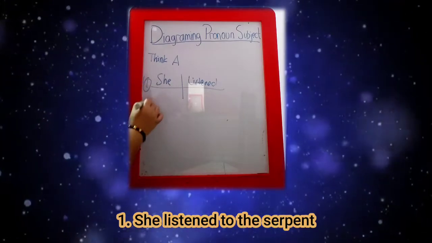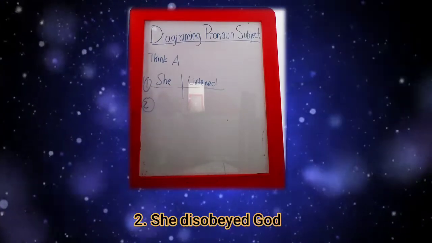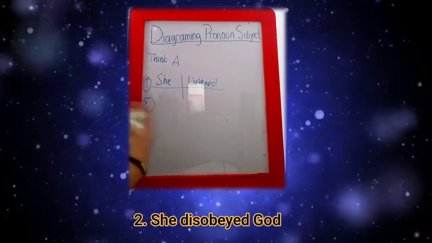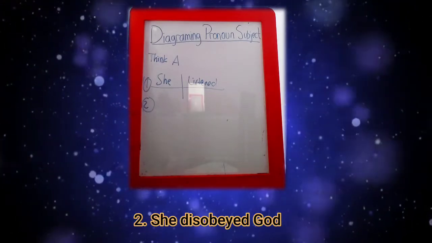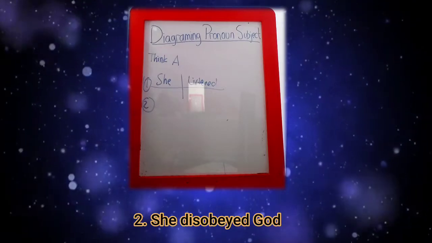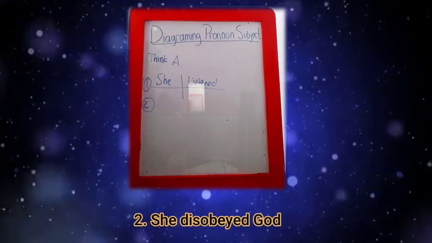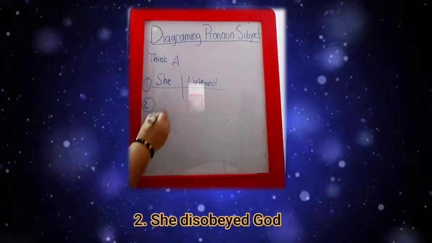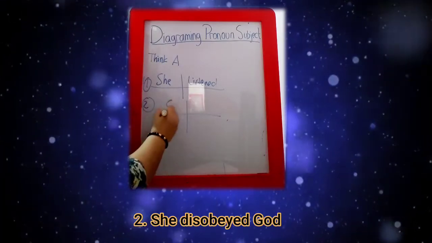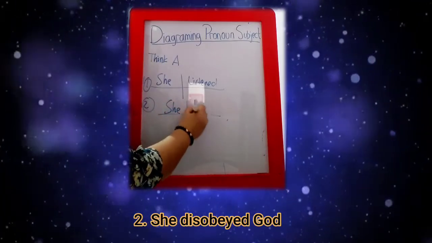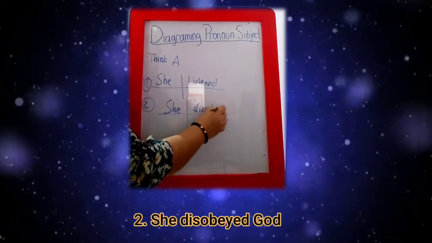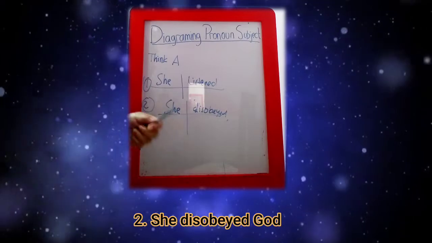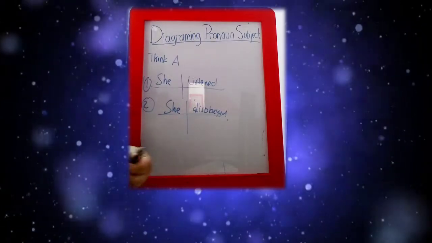This is number 1. Number 2: She disobeyed God. She is underlined 1 time as the pronoun subject, and disobeyed is the verb. Okay, now we diagram them. She, and then disobeyed. Okay, the rest of the numbers you may do individually.